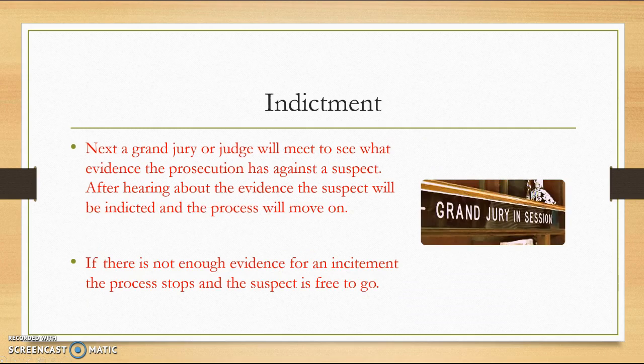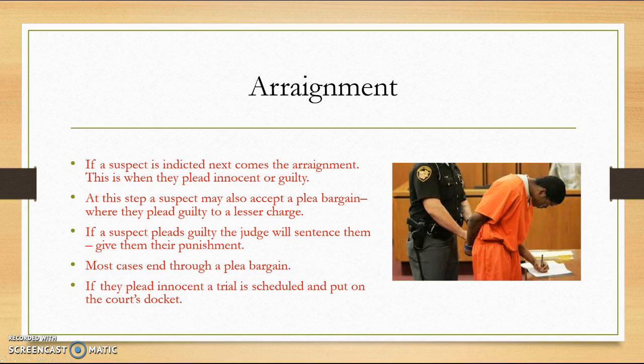Now, next up is the indictment for a felony. The grand jury, or like a jury of people, or the judge are going to meet to see what evidence the prosecution has against the suspect. After the hearing about the evidence, the suspect will be indicted and the process will move on. If there's not enough evidence, according to the grand jury, though, then the process stops and the suspect is free to go.